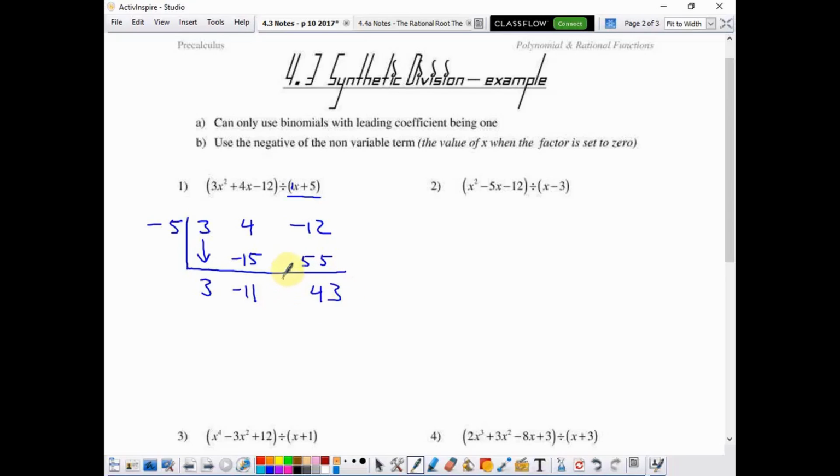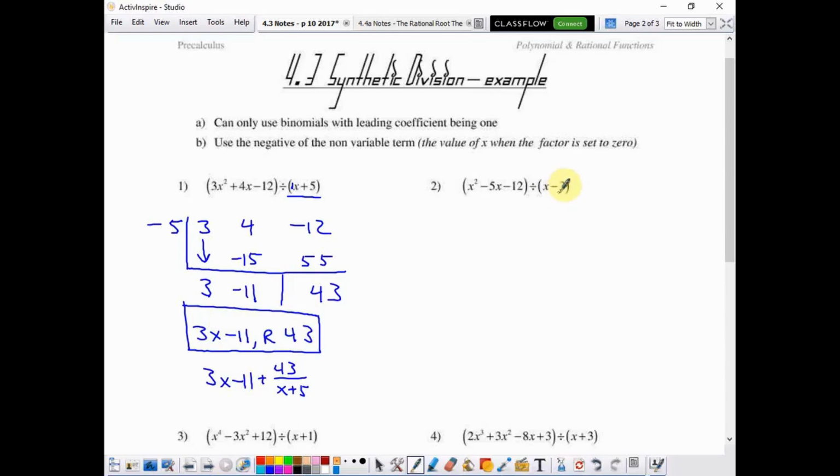I'm going to put a little separator between these last two coefficients down here. That separates out my remainder. So I've got a constant term, and I've got an x, and I've got a remainder. 3x minus 11 with a remainder of 43. That can also be written as 3x minus 11 plus 43 over x plus 5. For purpose of what we're going to do with this in upcoming lessons, this right here will be just fine.